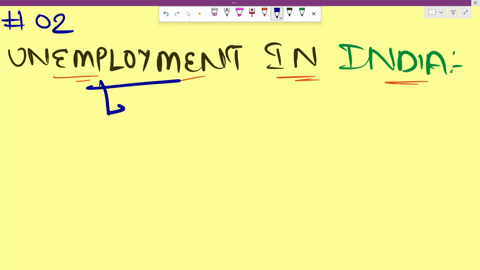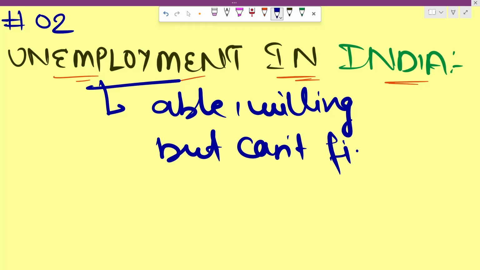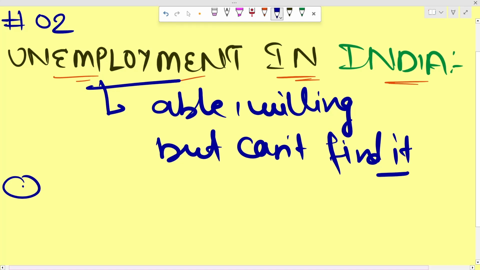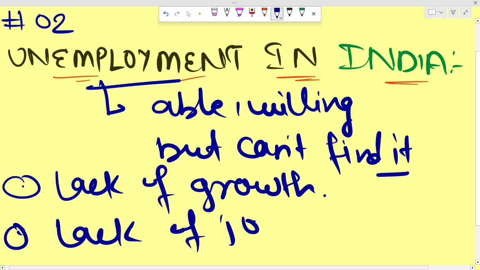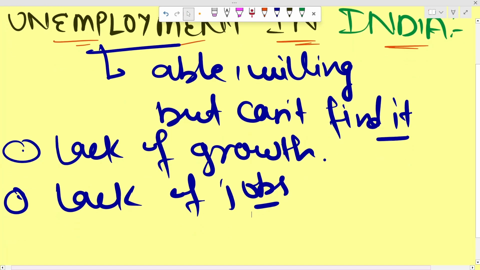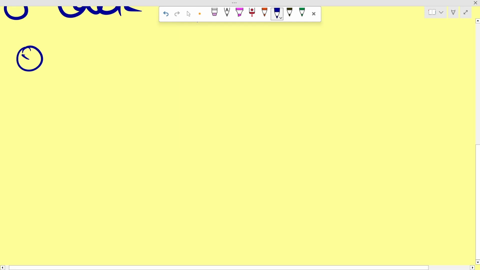Unemployment is a condition in which a person is able and willing to do work but can't find it. So there are mainly two popular arguments through which we can explain unemployment in India. The first one is lack of growth and the second one is lack of jobs.